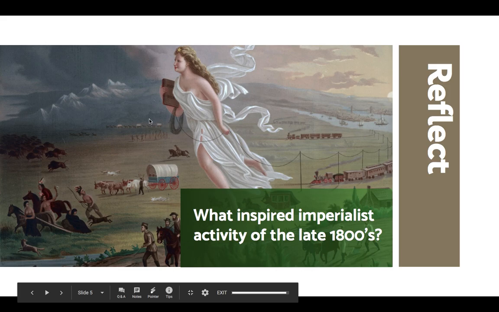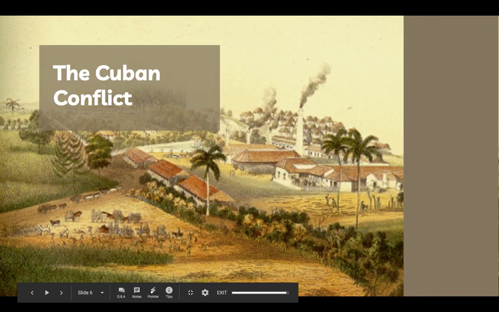Hopefully you've seen this painting before. This is actually a painting of Manifest Destiny. You can see it's almost like an angel or Lady Liberty, looking very majestic, going towards the west and expanding the west. And you can see as the settlers are moving west and the trains and the cities are building up, of course, the Native Americans were pushed out of their land. It's the same idea, though. We should expand west. We should go into Asia. We should go into the Pacific and gain more territory.